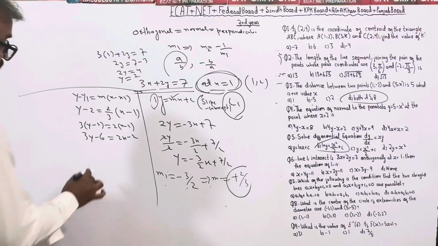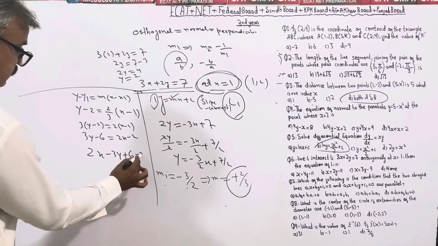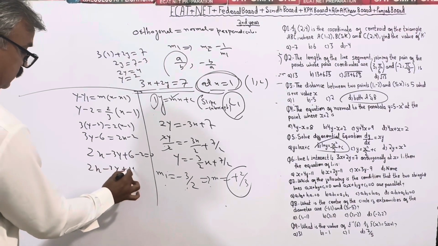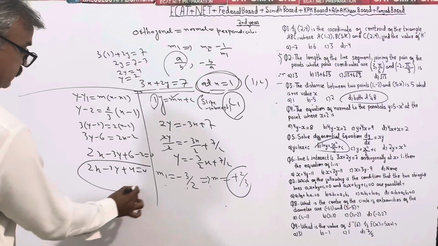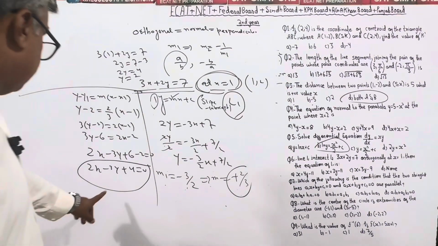Shift them on any side. We have 2x minus 3y plus 6 minus 2 is equal to 0. We have 2x minus 3y plus 4 is equal to 0. 2x minus 3y plus 4 is equal to 0. That is our required equation.